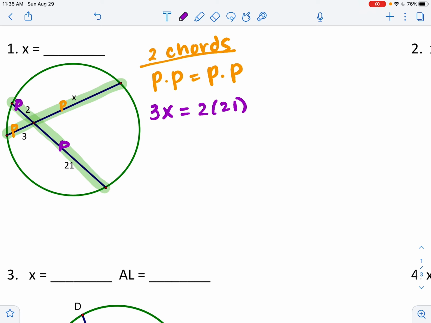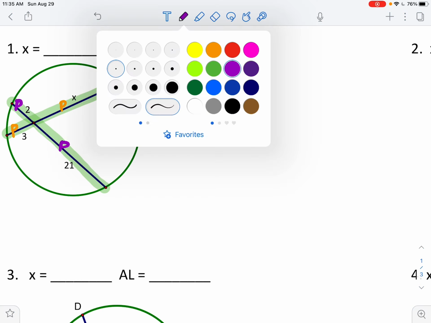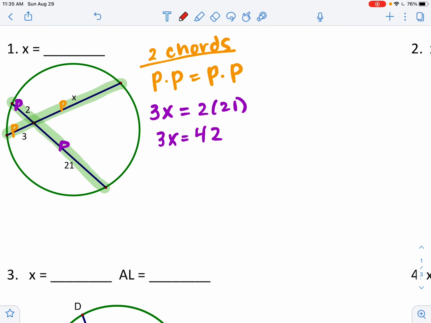Now if I simplify here, I've got 3x equals 2 times 21 is 42. And now I want to solve for x. So remember, if it's 3x, that's really 3 times x. And the opposite or inverse of multiplication is division. So I want to divide by 3 so that they cancel. I have to do it to both sides, so I get x equals 14. And this is what you do for any problem with two chords.